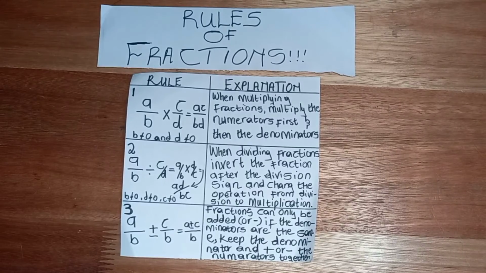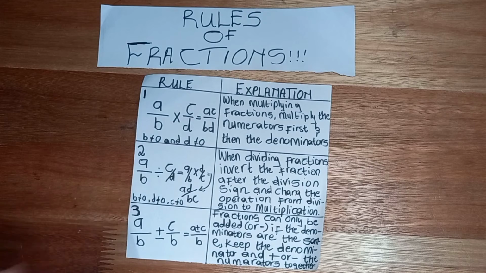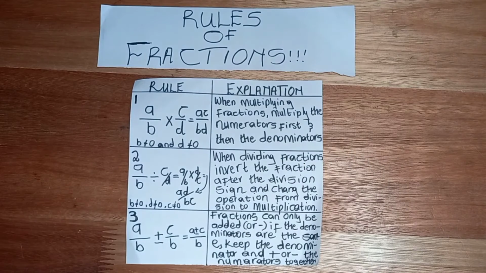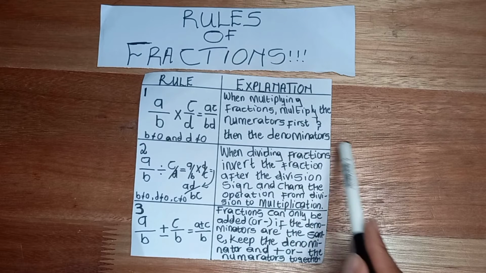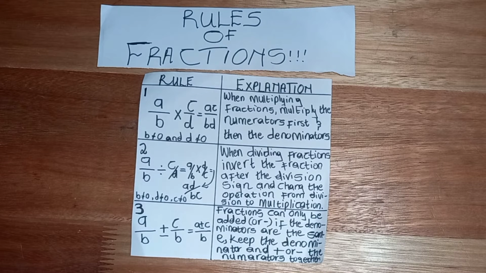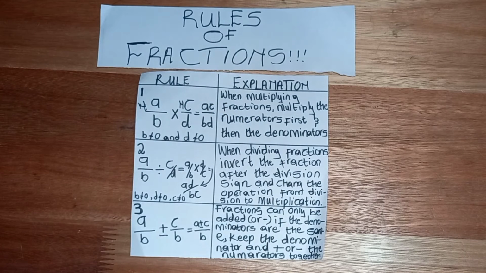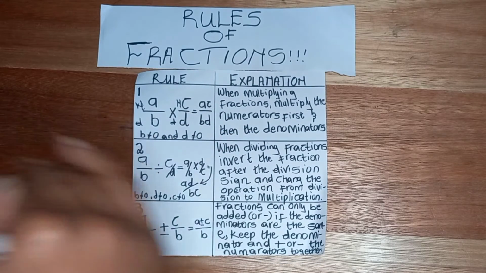So rule number one of fractions, we can see that here we have a multiplication sign, we have two fractions. So what we are seeing here is that we are multiplying. So what does the rule say? It says when multiplying fractions, multiply the numerators first and then the denominators. First of all, let's identify which one is the numerator. The numerator is this one. The numerator is the number that is above the division line. And then again, let's identify the denominator. What is the denominator? The denominator is the number below the division line.